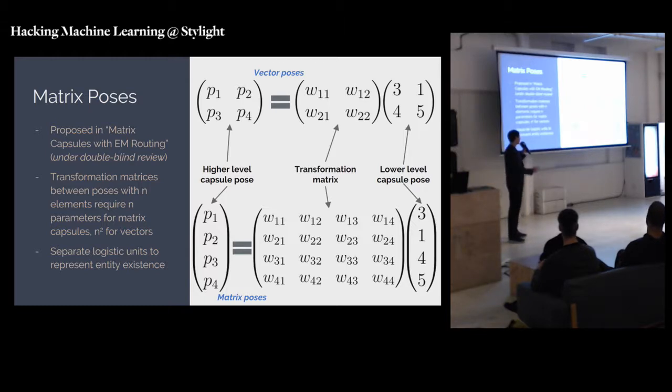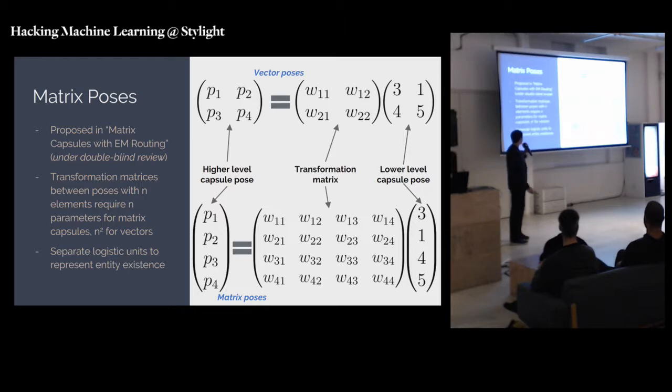If we have poses of length 4, so 4 parameters representing our pose, you can see that if you were representing your poses using vectors, you would need quite a few in your transformation matrix just to get to the next layer. Whereas if you use matrices, if you organize them like that, then in general, as long as you're comparing square numbers to each other, you need only n parameters versus n squared in the case below, where n is the dimension of your pose.